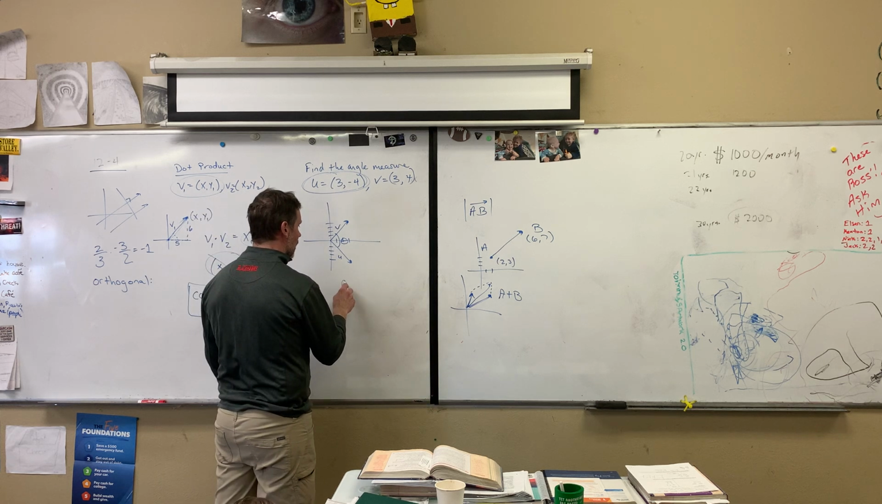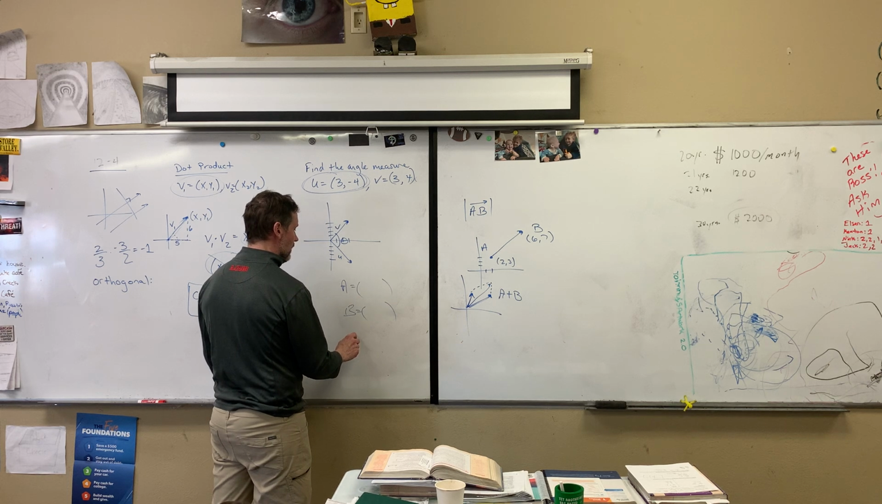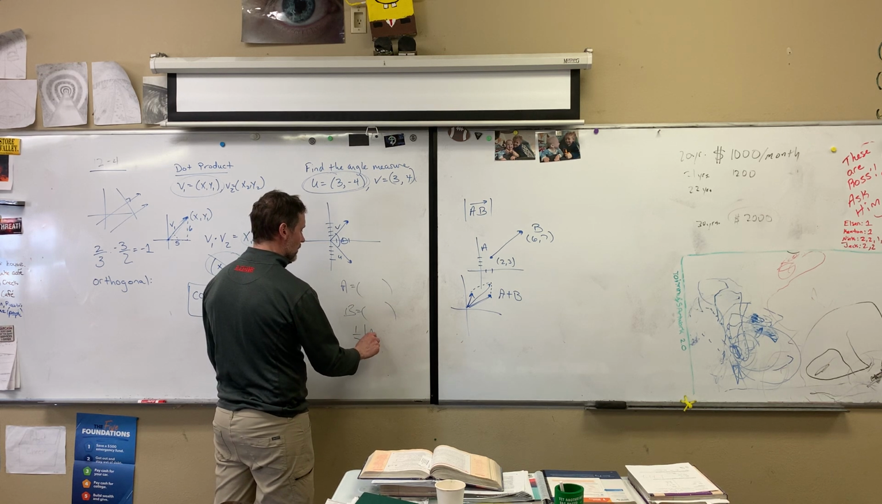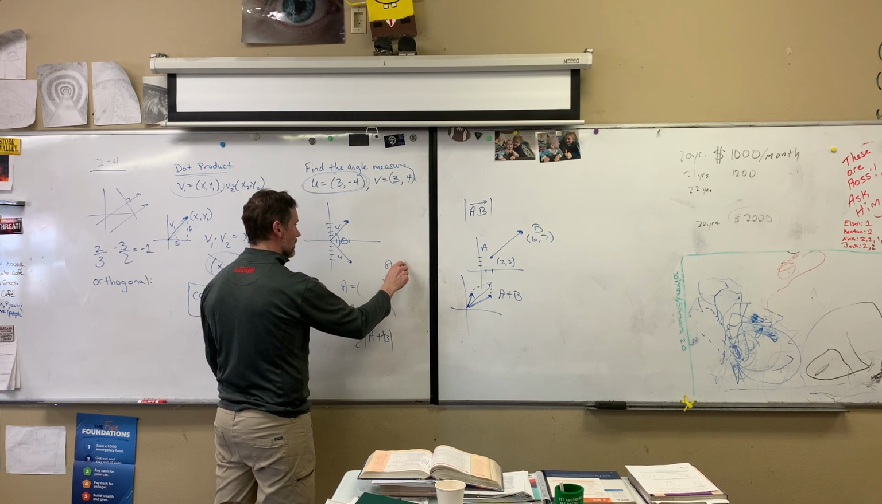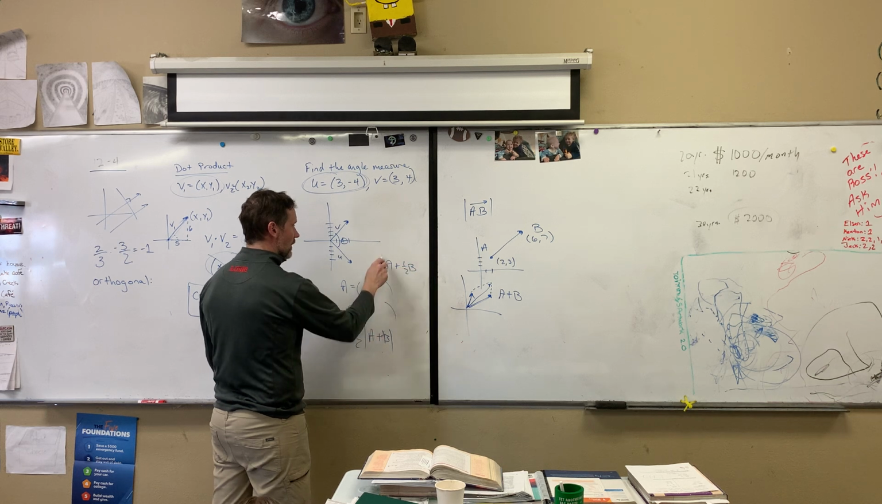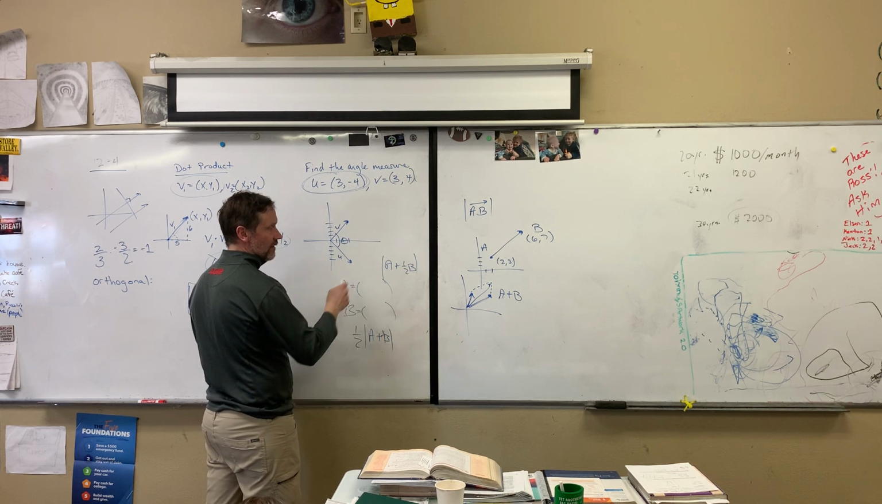They told you vector A was something, they told you vector B was something, and then they wanted you to find A plus 1/2 B. Yeah, you just take half of whatever B is and add it to A.